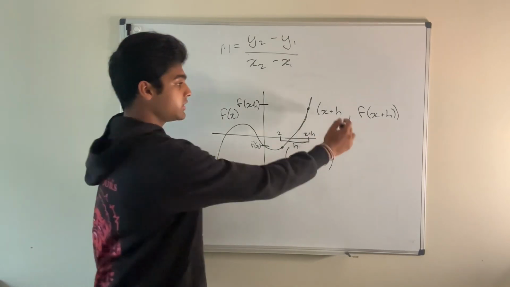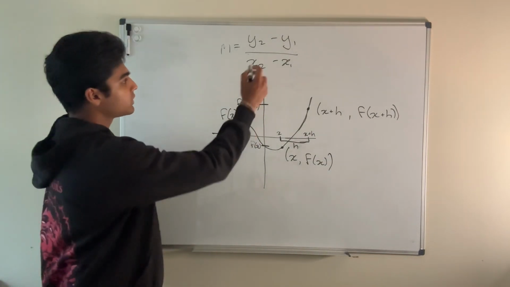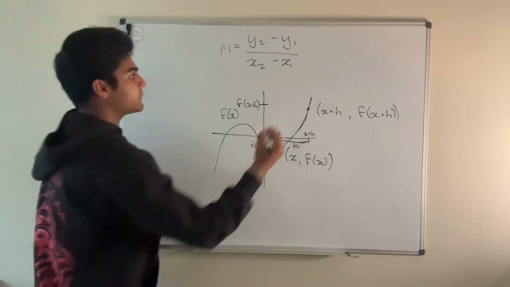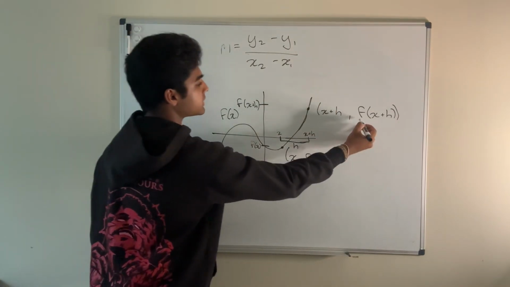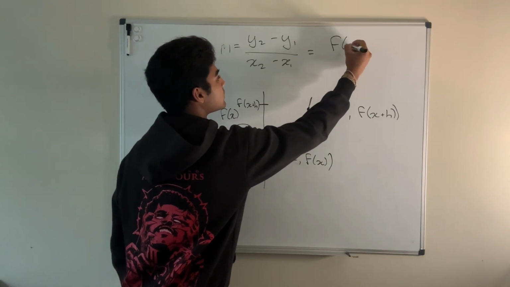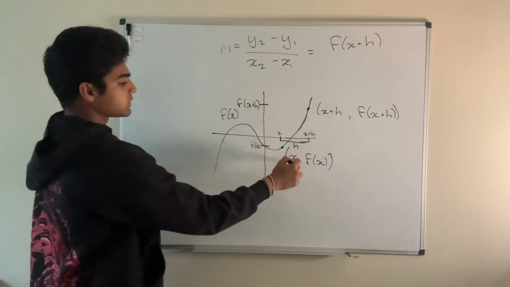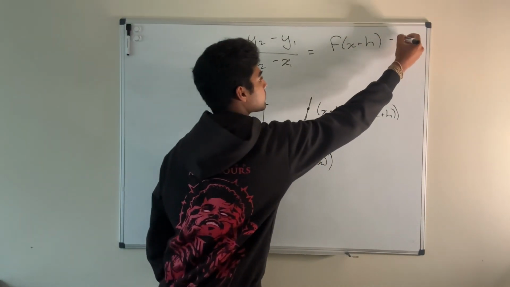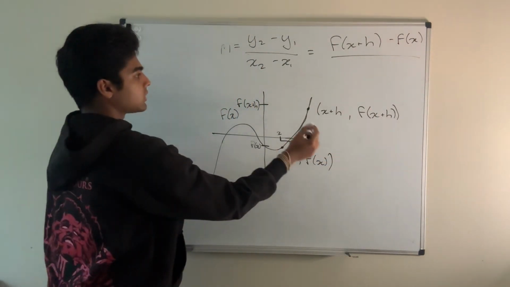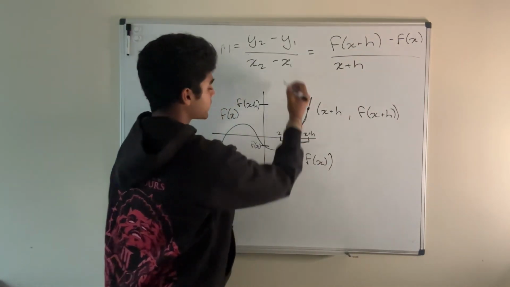So now we have these 2 points. Now what we can do is plug these 2 points into this equation right here. If we do that, we get our y2, which is f of x plus h, minus f of x, which is our y1, over our x2, which is x plus h, minus our x1, which is just x.